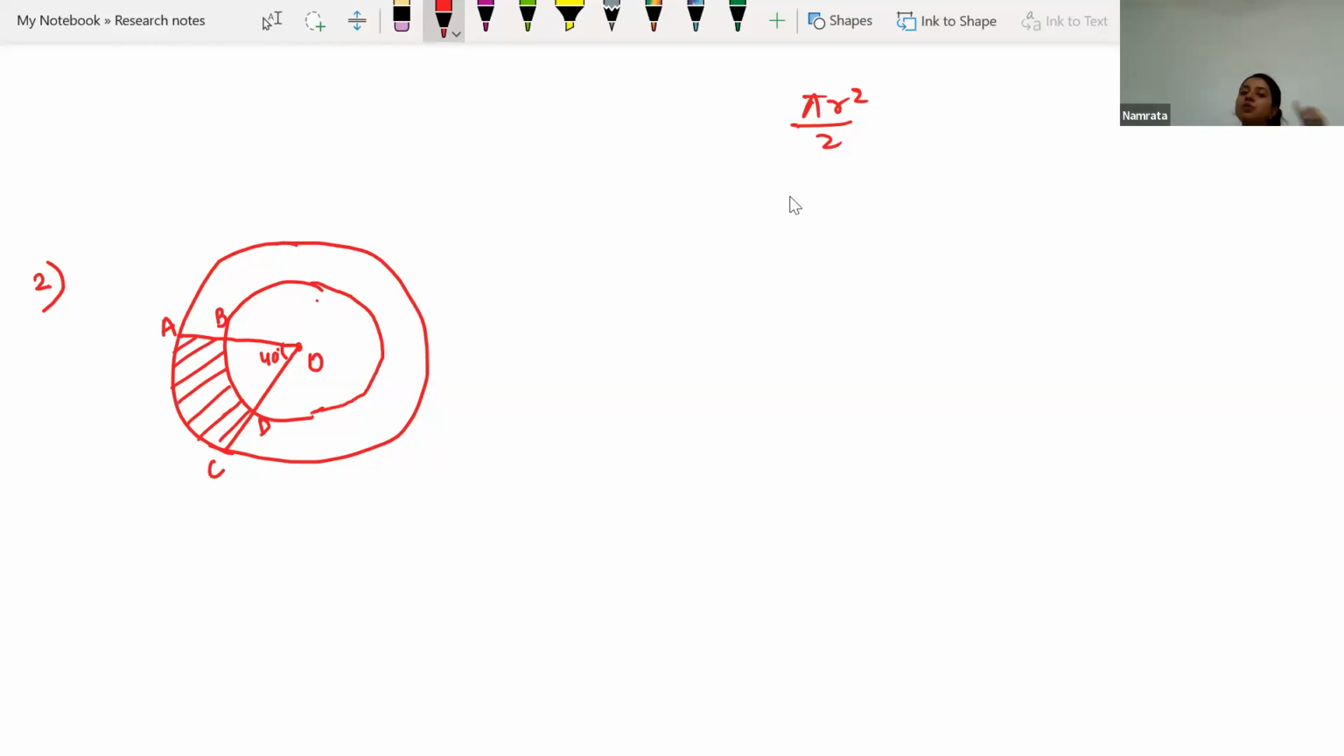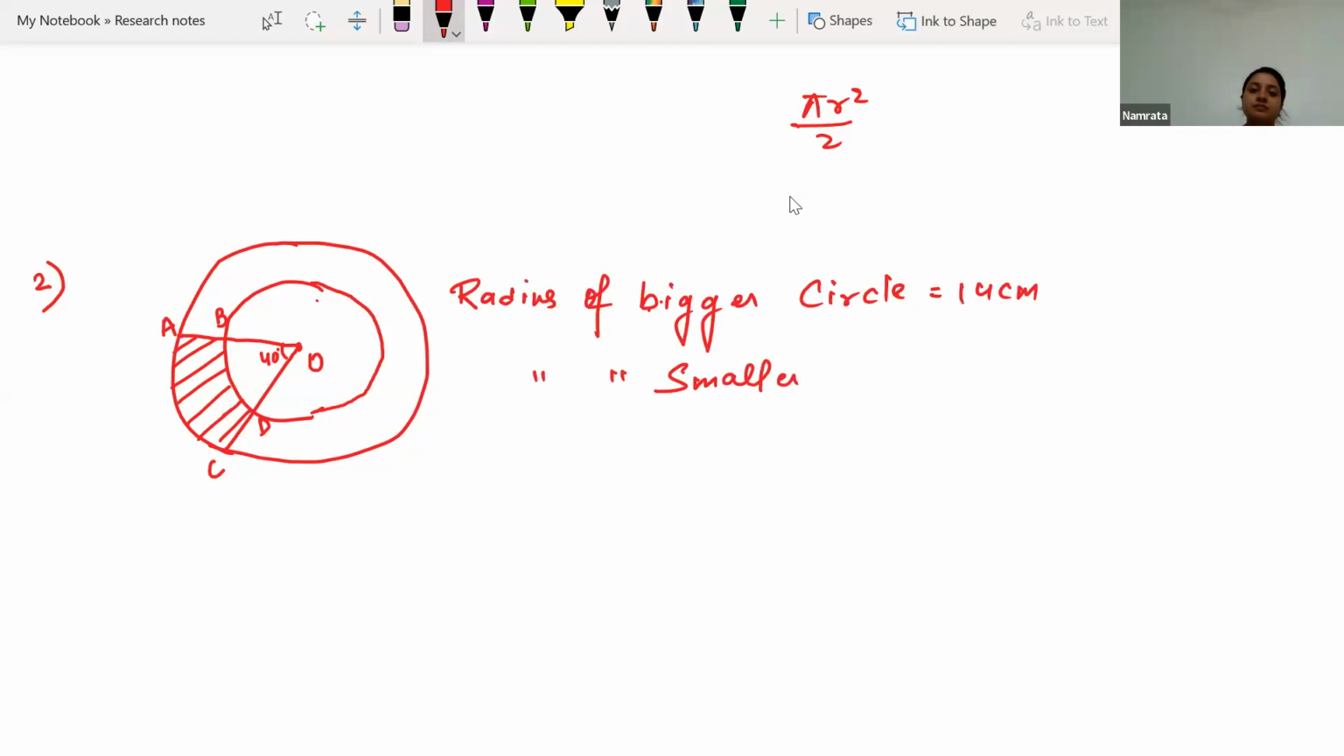One center is there for both the circles, but the radius of the bigger circle is given, and the radius of the smaller circle is also given. So let me write it, radius of bigger circle is given as 14 centimeter and radius of smaller circle is given as 7 centimeter. And we have to find the area of the shaded region.